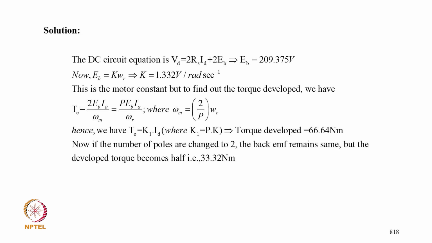So coming to the solution, DC link circuit equation VD equal to 2 Rs ID plus 2 EB, so EB equal to 209.375 volt. Now EB equal to K omega R, so K comes 1.332 volt per radian per second, and this is the motor constant. But to find the torque developed, we have T equal to 2 EB ID upon omega, so P EB ID upon omega R, or 2 upon P omega R. So hence we have T equal to K1 ID, where K1 is P and K.